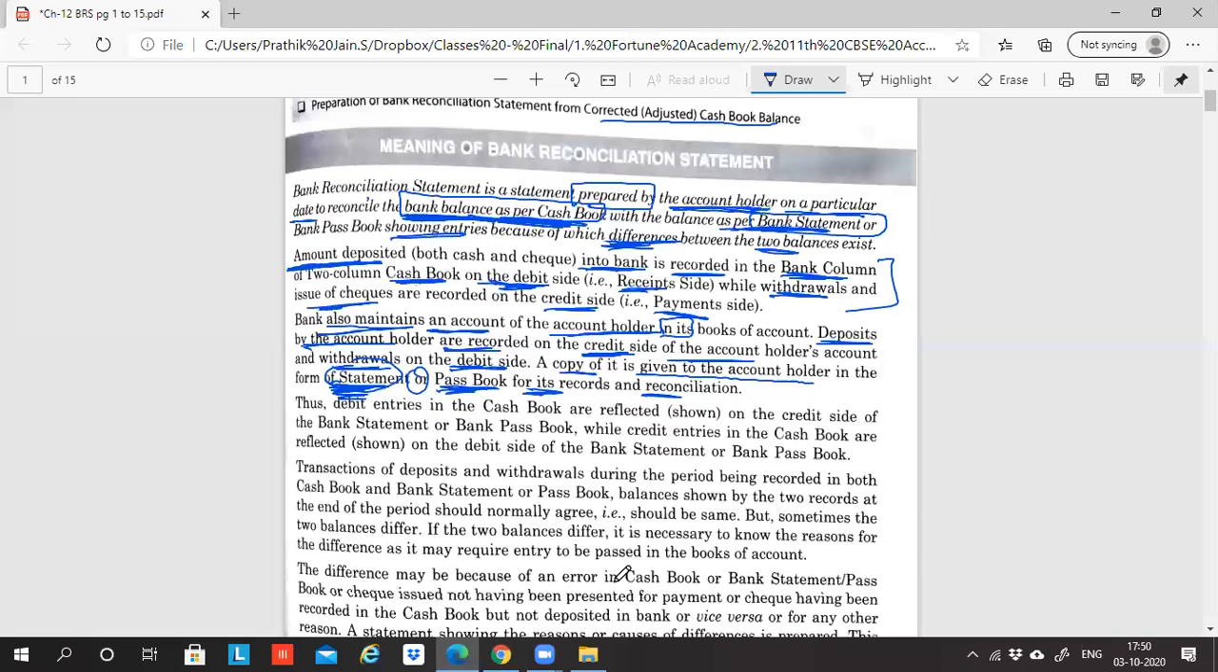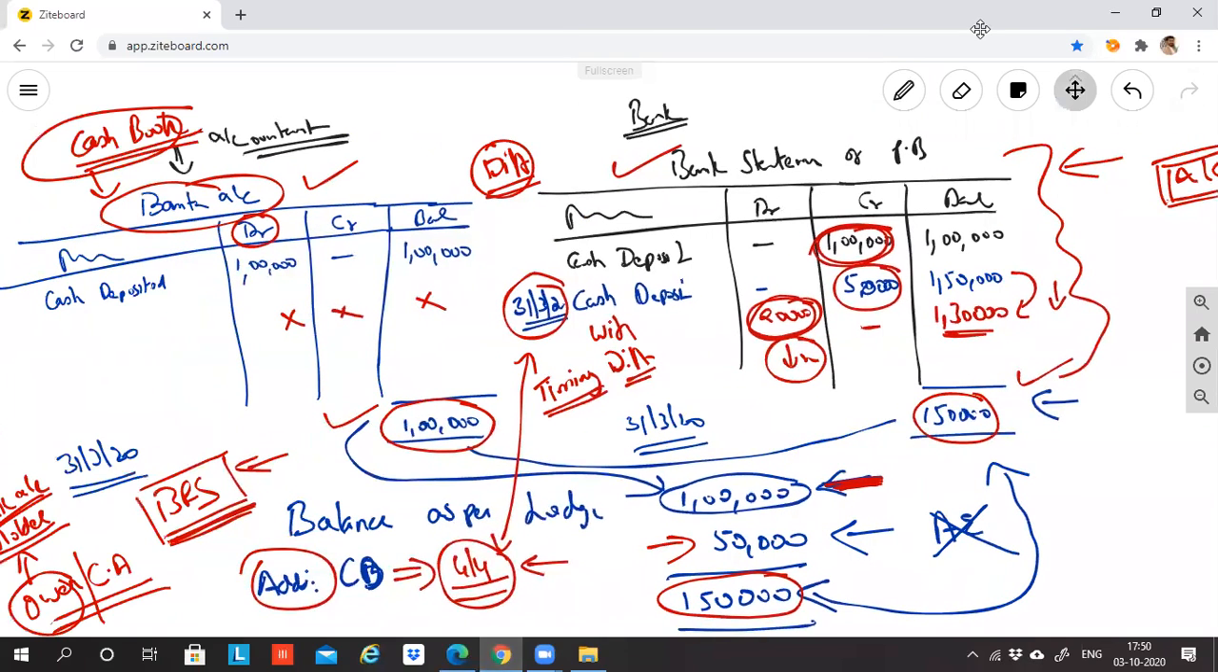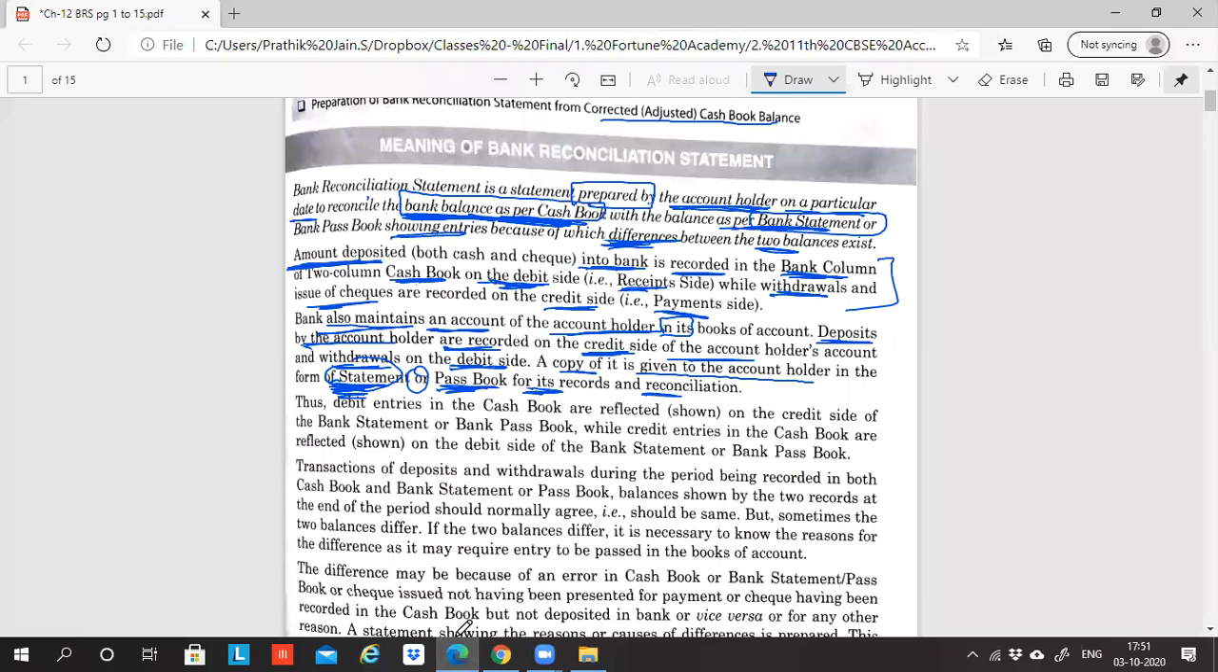So guys, are you clear in which column the entries will come? Are you clear with the concept? If the bank is maintaining the account, in which column will they record money coming in and money going out, and in which column will we record? It is very obvious that whatever we record on the debit side, the bank will record on the credit side, and whatever the bank records on the debit side, we will record on our credit side. So it will be completely opposite.